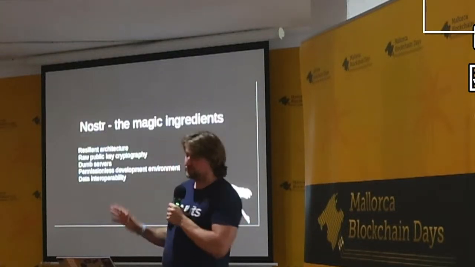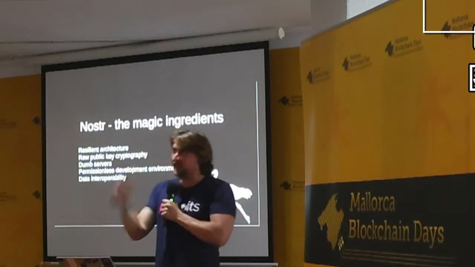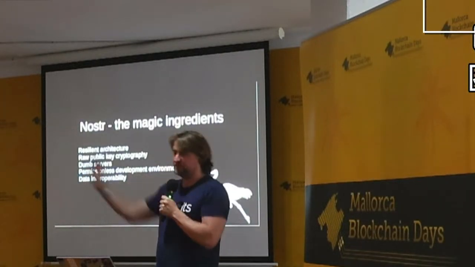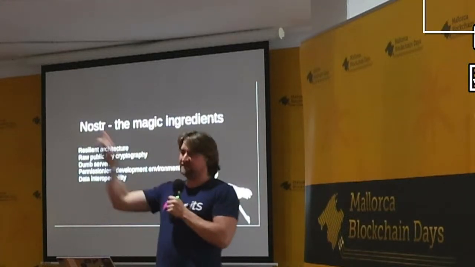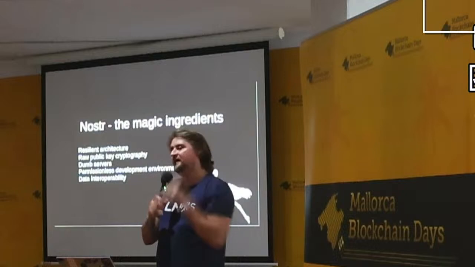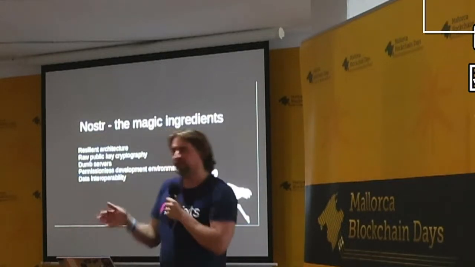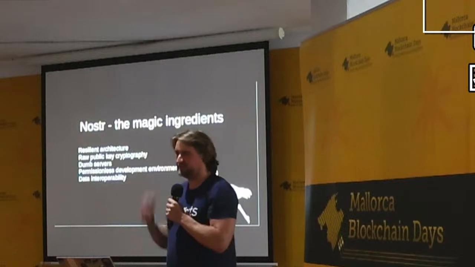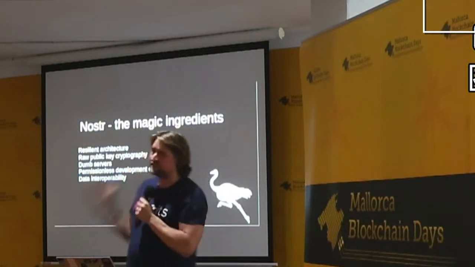So Nostr is possible because of a few magic ingredients. There's NIPs, these interoperable standards, which as long as the software built on Nostr abides by them, they can share data. It's just like Bitcoin. In Bitcoin, you can have lots of different Bitcoin clients, and as long as they use the same bits, then they can operate in the same way, they can share the same data, be part of the same network. So Nostr is the same. We have a resilient architecture.